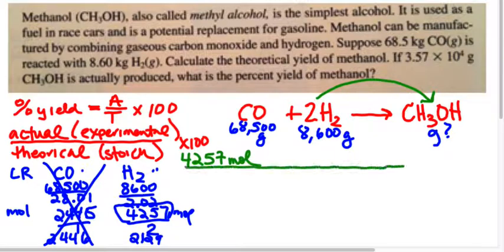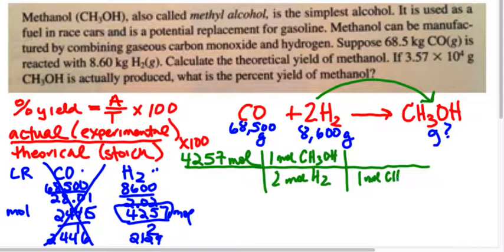I could have started with grams. So if you did that and you set it up with 8,600 grams, that's fine. I'm just trying to cut out an additional step. So for every 2 moles of H2, I have 1 mole of CH3OH. Got to get to grams. So for every 1 mole of CH3OH, my molar mass is 32.05 grams of CH3OH. And what do we get for our grams? Our theoretical yield. 22?